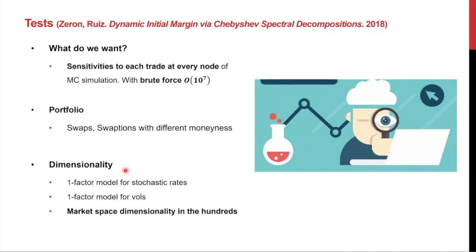What is the dimensionality? We chose a stochastic diffusion model for rates of one factor and one factor for vols, but this doesn't really affect things. The important thing to notice is that we do have a full dimensionality of the market space, which can be in the hundreds, especially for something like a Bermudan swaption.